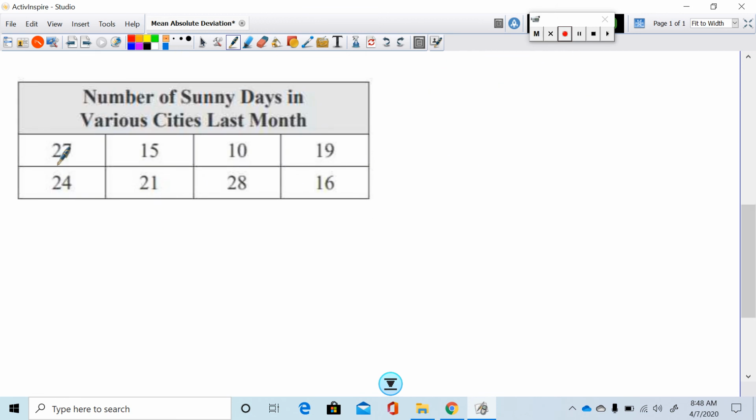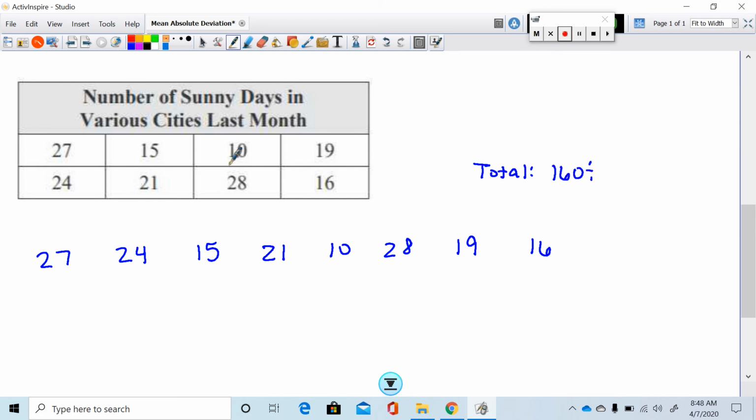Okay, so for the next one, again, I'm going to write these numbers horizontally, so that I can work with them. 27, 24, 15, 21, 10, 28, 19, 16. When I add all those numbers up, I get 160. There are 2, 4, 6, 8 numbers on the list. So 160 divided by 8 is 20. That's the number that I subtract from each one of these.